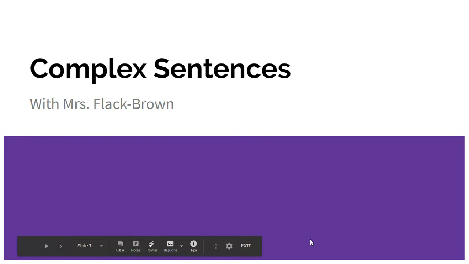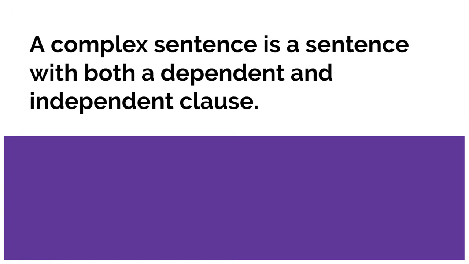Hi, everybody. So, we've been learning about the different types of sentences recently. Just to refresh your memory, a simple sentence is a sentence with one subject and one predicate. A compound sentence is a sentence with two subjects and two predicates. And now, today, we're going to be learning about complex sentences.